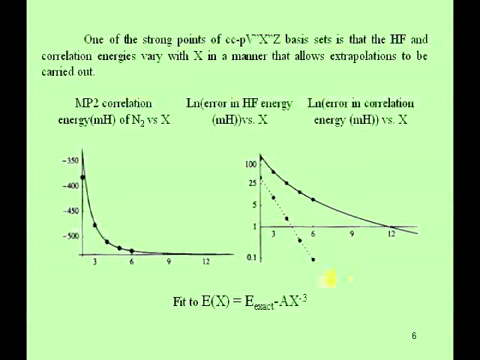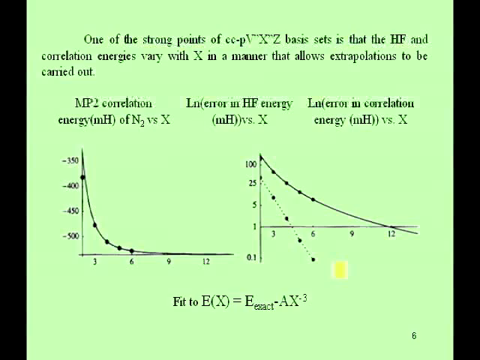But the thing that they also found is that the energy that's not the Hartree-Fock energy, that is the part that's left over after Hartree-Fock, the correlation energy as we call it, tends to scale differently. When they plot that up, logarithm of the error in the correlation energy versus X, they don't get a straight line. But what they do get is a line that's fit to this, that the energy at cardinal number X equals an exact energy minus some constant times X to the minus 3. That is, this graph tends to fit 1 over x cubed, where x is this double or triple. Or you say, well, where does that come from?